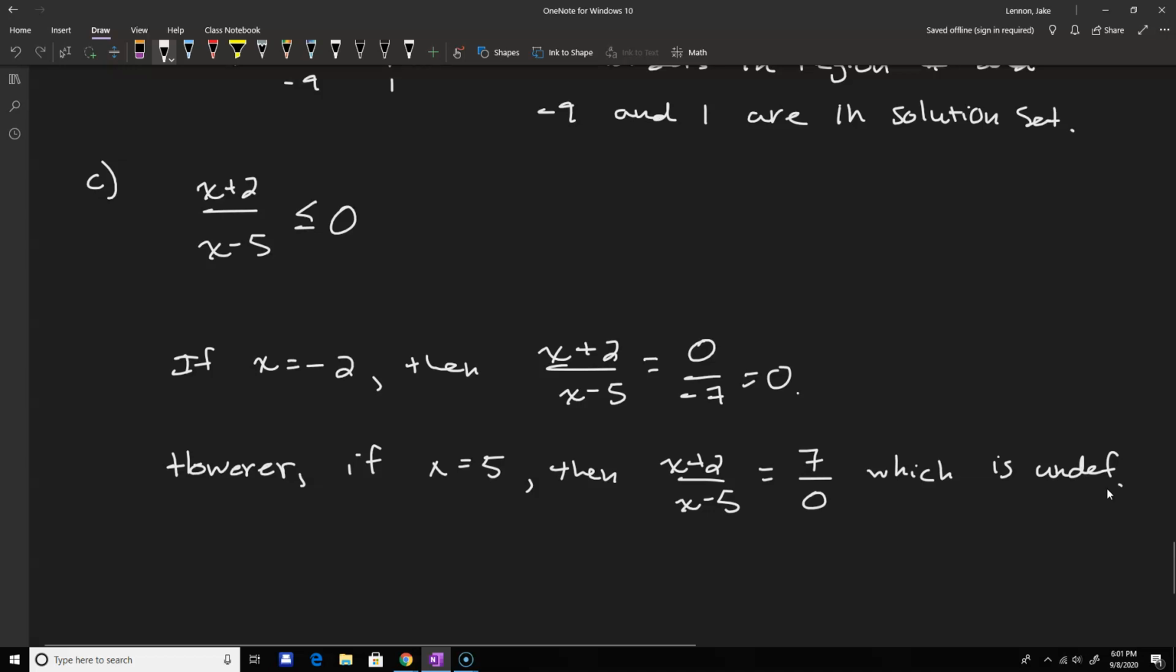So for that reason, when you divide by 0, it's undefined. So 5 will never be a part of any solution set. We see that less than or equal to 0 means if your fraction comes out to 0 here, it is part of the solution set. So we can already see -2 is part of the solution set.